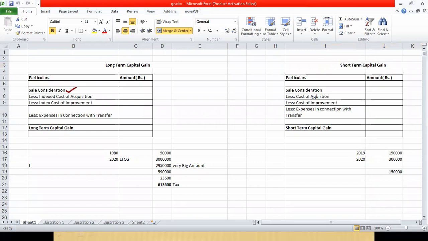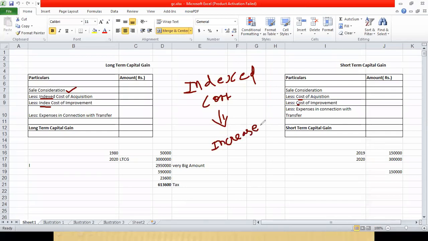Then here, instead of cost of acquisition, we will take the indexed cost of acquisition. What is indexed cost? Everybody write down. Indexed cost means increased cost. For the purpose of understanding, everybody can note down: indexed cost means increased cost.